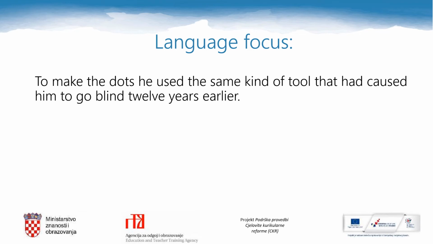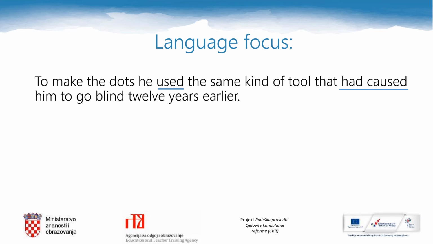What you're supposed to do is to take a closer look at this sentence and underline examples of a simple predicate, or to put it simply, verb phrases. To make the task, he used the same kind of tool that had caused him to go blind 12 years earlier. So there are 2 simple predicates, used and had caused. The first is in past simple and the second verb is in past perfect.